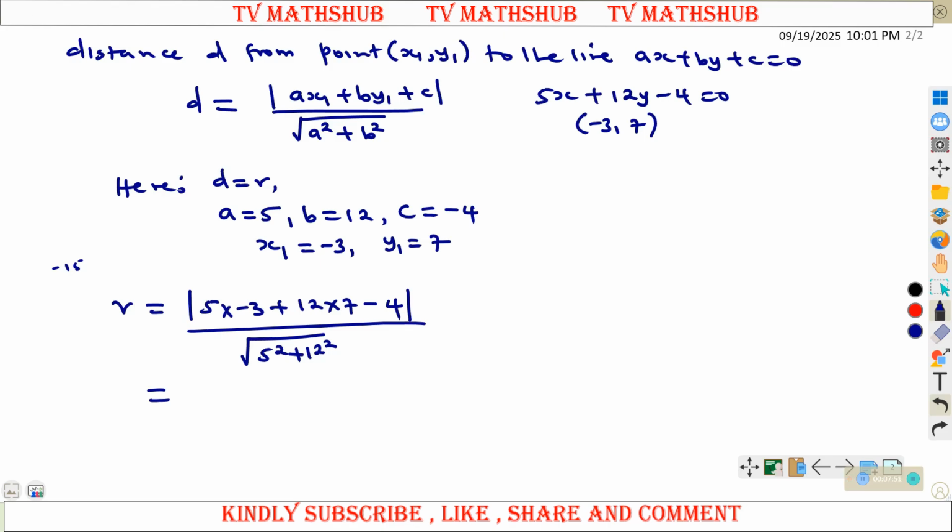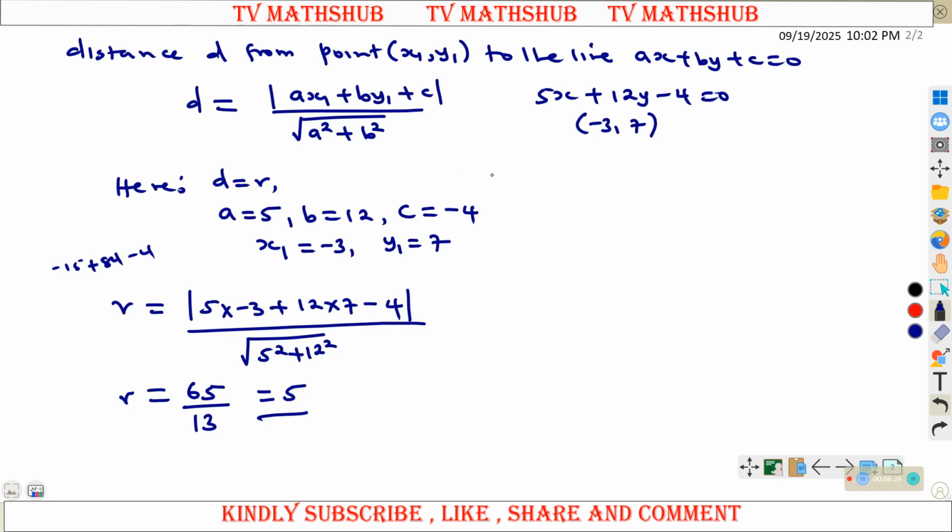Then 12 times 7 will give us positive 84, and this is minus 4. So this is same as negative 15 plus 84 minus 4. So this is 80, this will be 65. So we shall have 65 divided by, this is 13. And this will give us the distance as 5. So we shall be able to get the distance as 5.